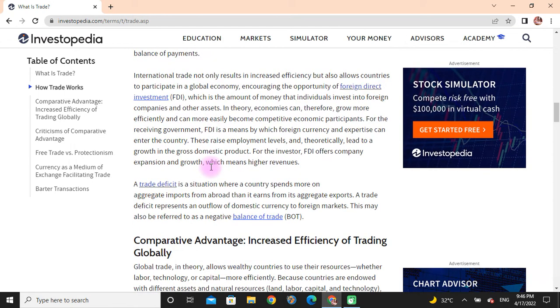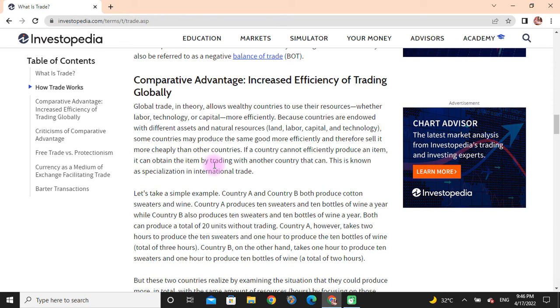A trade deficit is the situation where a country spends more on imports from abroad than it earns from its exports. A trade deficit represents an outflow of domestic currency to foreign markets. This may also be referred to as a negative balance of trade. Comparative advantage: increased efficiency of trading globally.